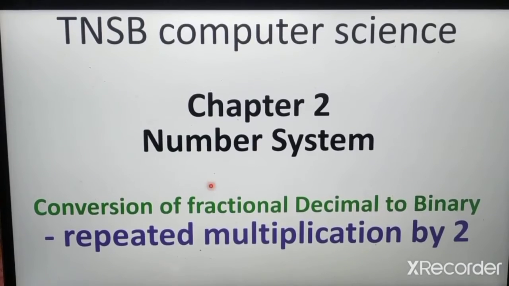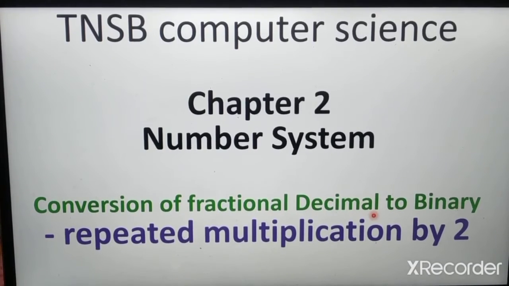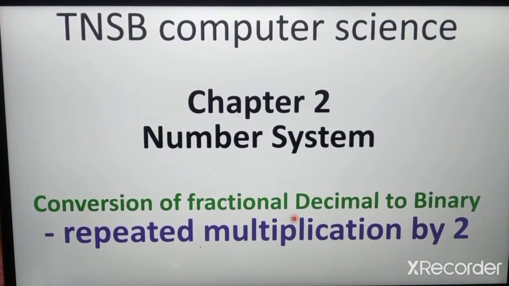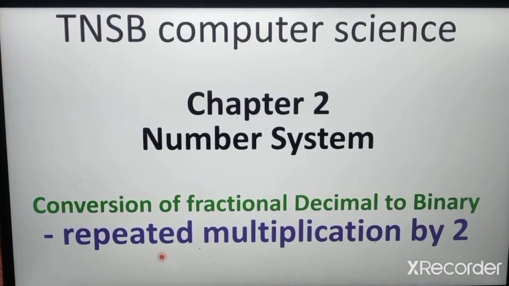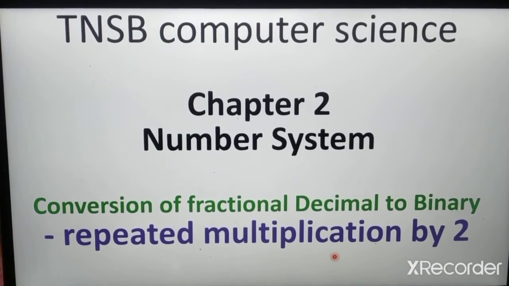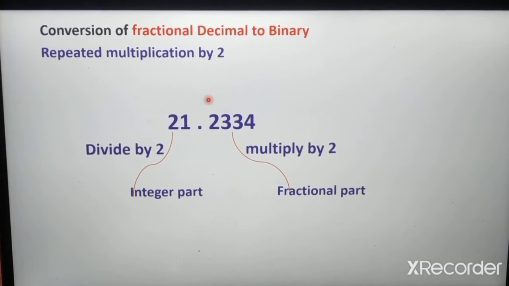Question of fractional decimal to binary number. Here you will learn how to convert a fractional decimal number into a binary number by using repeated multiplication by 2. Here first you should know what is a fractional decimal number. You should know what is a real number.